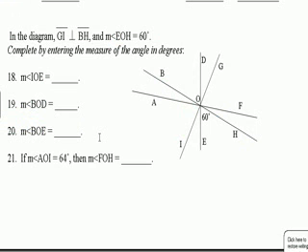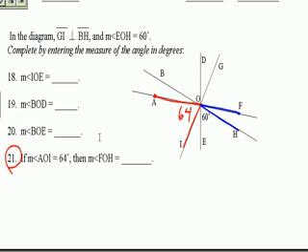And we're just going to clear everything out. Start fresh here for number 21, the last one. The measure of angle AOI is 64. So if we go AOI, if this were 64, then what would FOH need to be? And we'll mark FOH. What would this angle need to be?